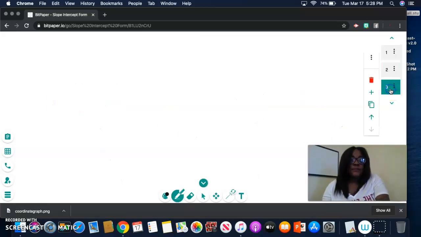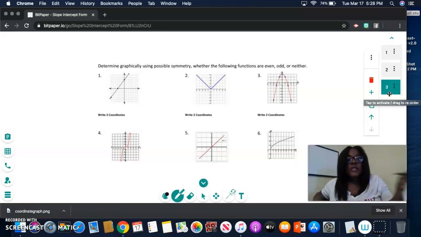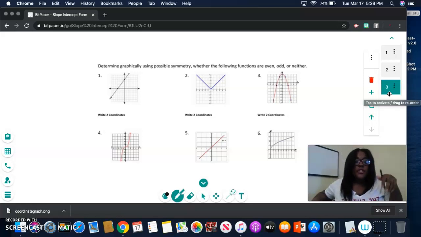Alright, so moving on. Here we have to determine graphically, using possible symmetry, whether the following functions are even, odd, or neither. When we are talking about graphically, you want to make sure that you know that even functions are symmetric with respect to the y-axis.